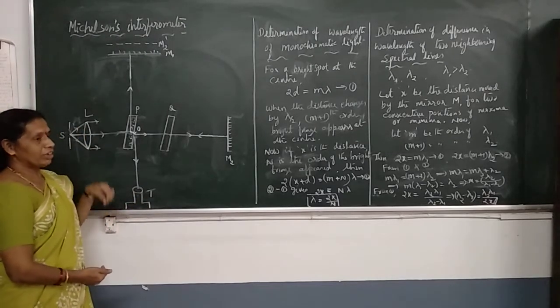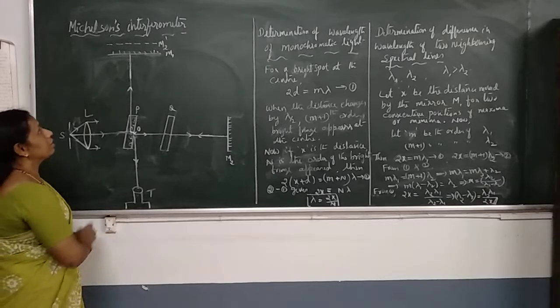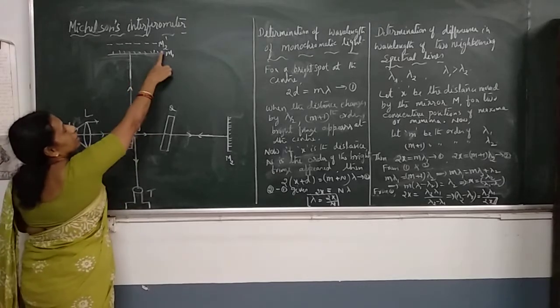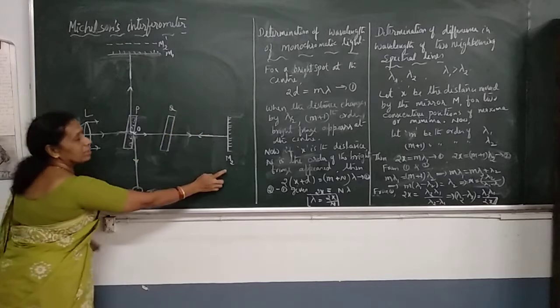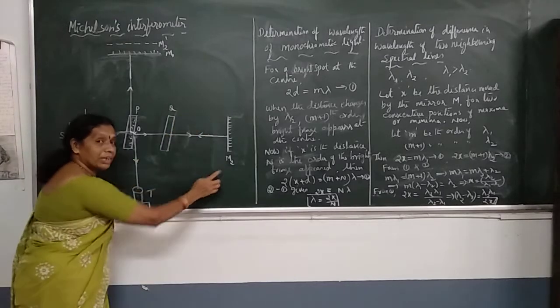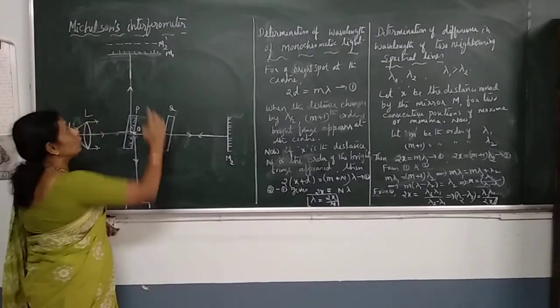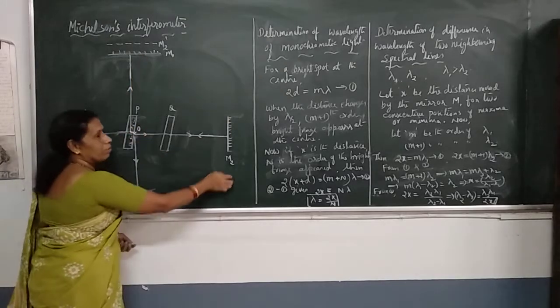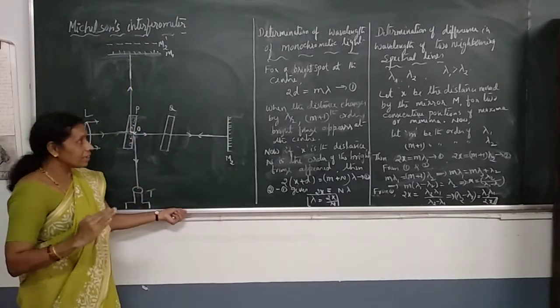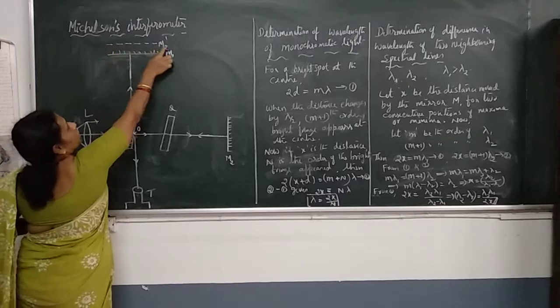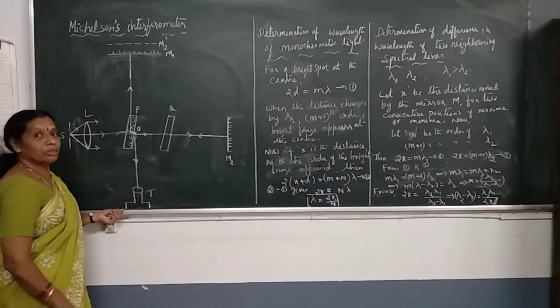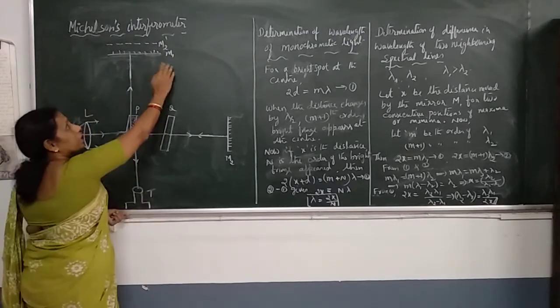This is how interference fringes are produced. And here, when the mirror M2 is exactly perpendicular to M1, then this virtual image M2 dash will be exactly parallel to M1.